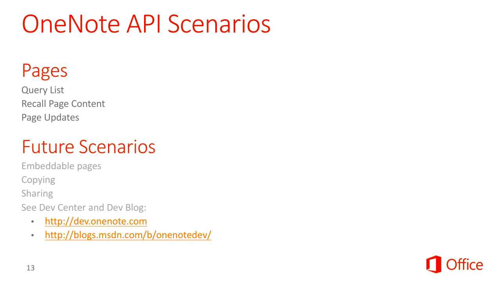What can we do with pages? We can query a list. We can recall page content. We can also update a page. In the future, we'll be able to have embeddable pages, copying pages, sharing pages. There's a bunch of stuff, and I'd encourage you to take a look at the OneNote Dev Center at dev.onenote.com, as well as the OneNote blog at blogs.msdn.com/b/OneNoteDev.